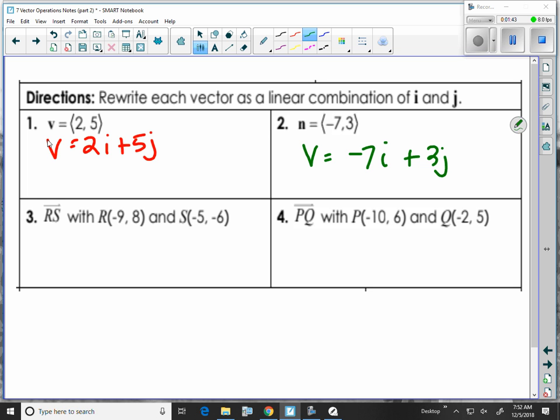Okay, it's very basic, very easy. But sometimes we don't have that component form, so you have to find the component form first. And as we've been doing, that's right here. That part has not changed. So you would do x2, which is negative 5, minus x1, which is negative 9. So those will become addition. And then we'll do negative 6 minus 8. So to simplify, we have 4 comma negative 14.